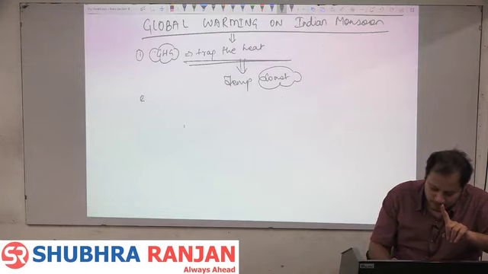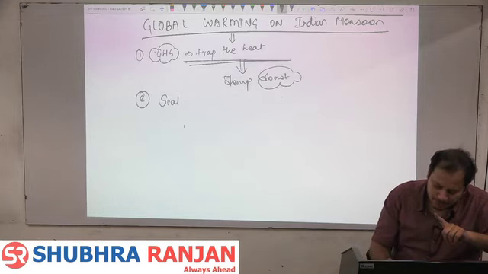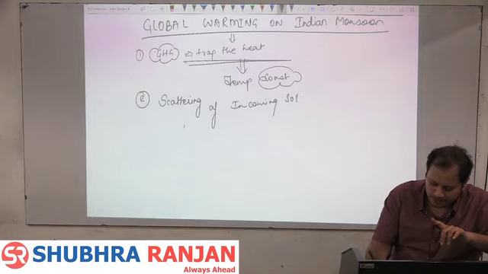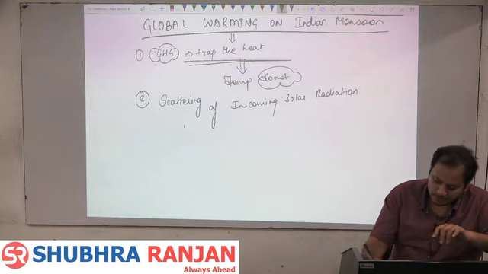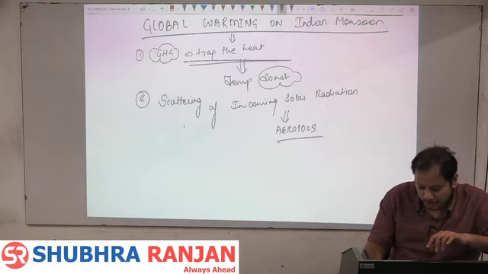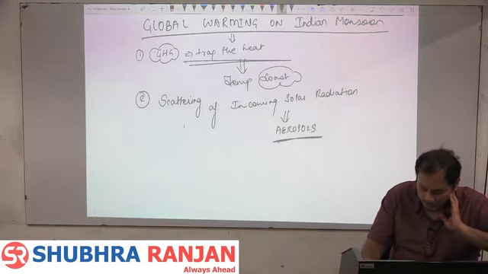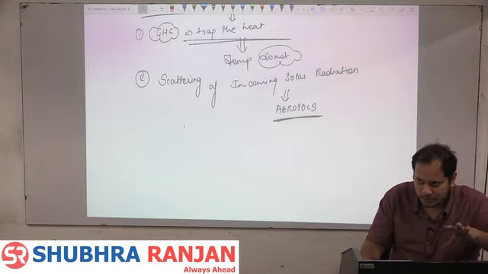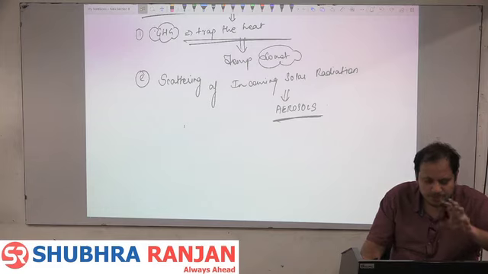Second impact of the global warming is scattering of incoming solar radiations. Why? Because of aerosols. Global warming, remember, is associated with greenhouse gas emissions. Global warming is associated with industries and vehicular emissions, and along with it, its cousin is pollution. Pollution means aerosols. Aerosols means more scattering.